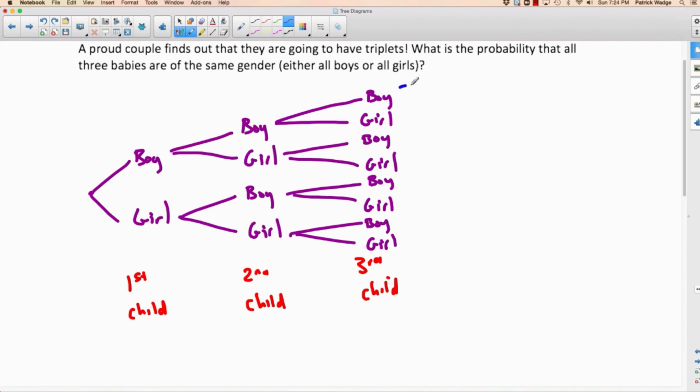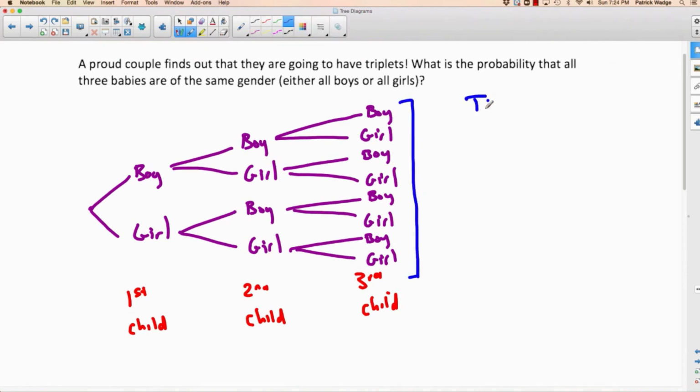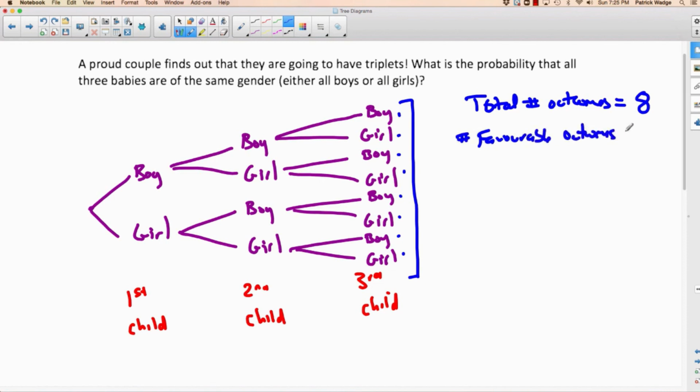Great. So how many outcomes are there total? Remember, to get the total outcomes, we look here. Total number of outcomes, sorry my writing's so bad, is 1, 2, 3, 4, 5, 6, 7, 8. 8 different possibilities. Number of favorable outcomes: okay, what are we interested in here? We're interested in when they're all boys or all girls.